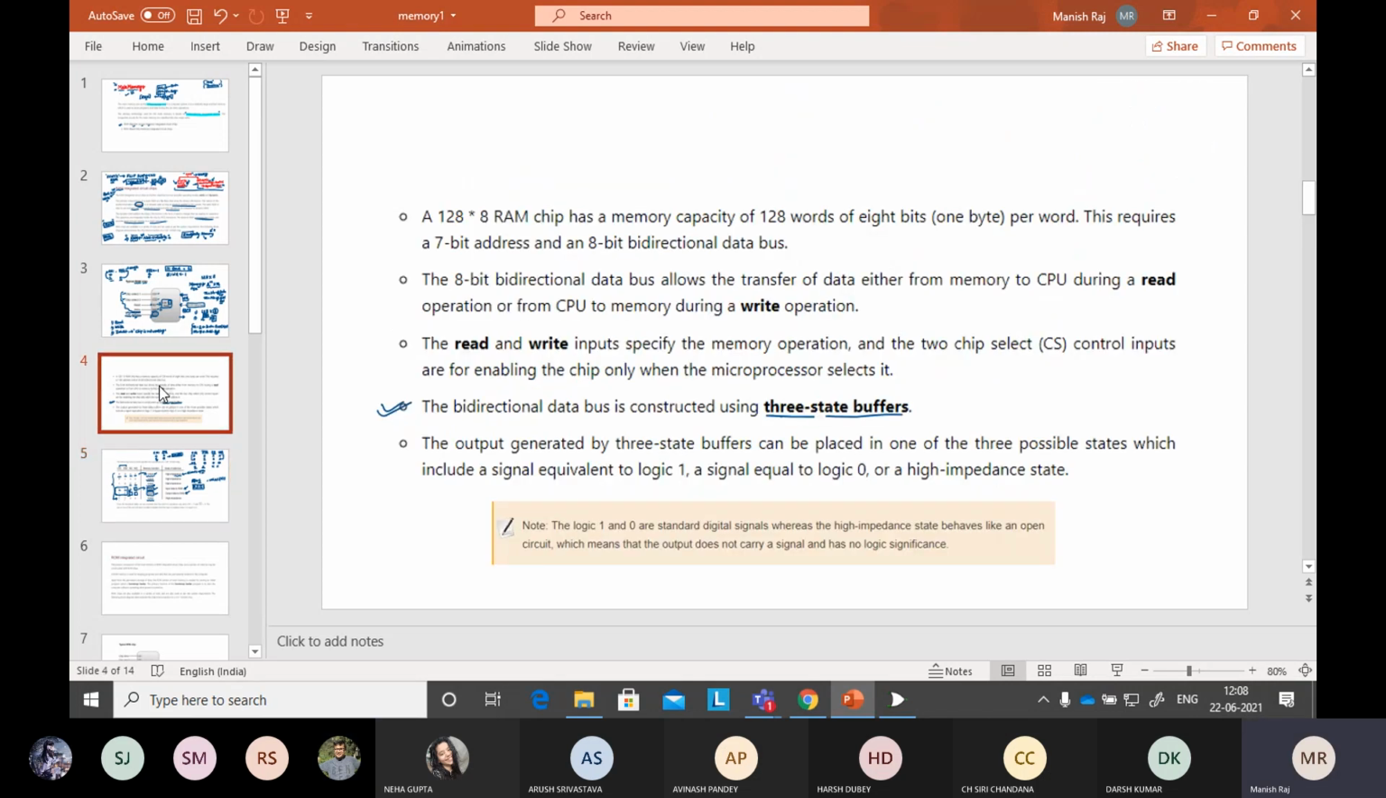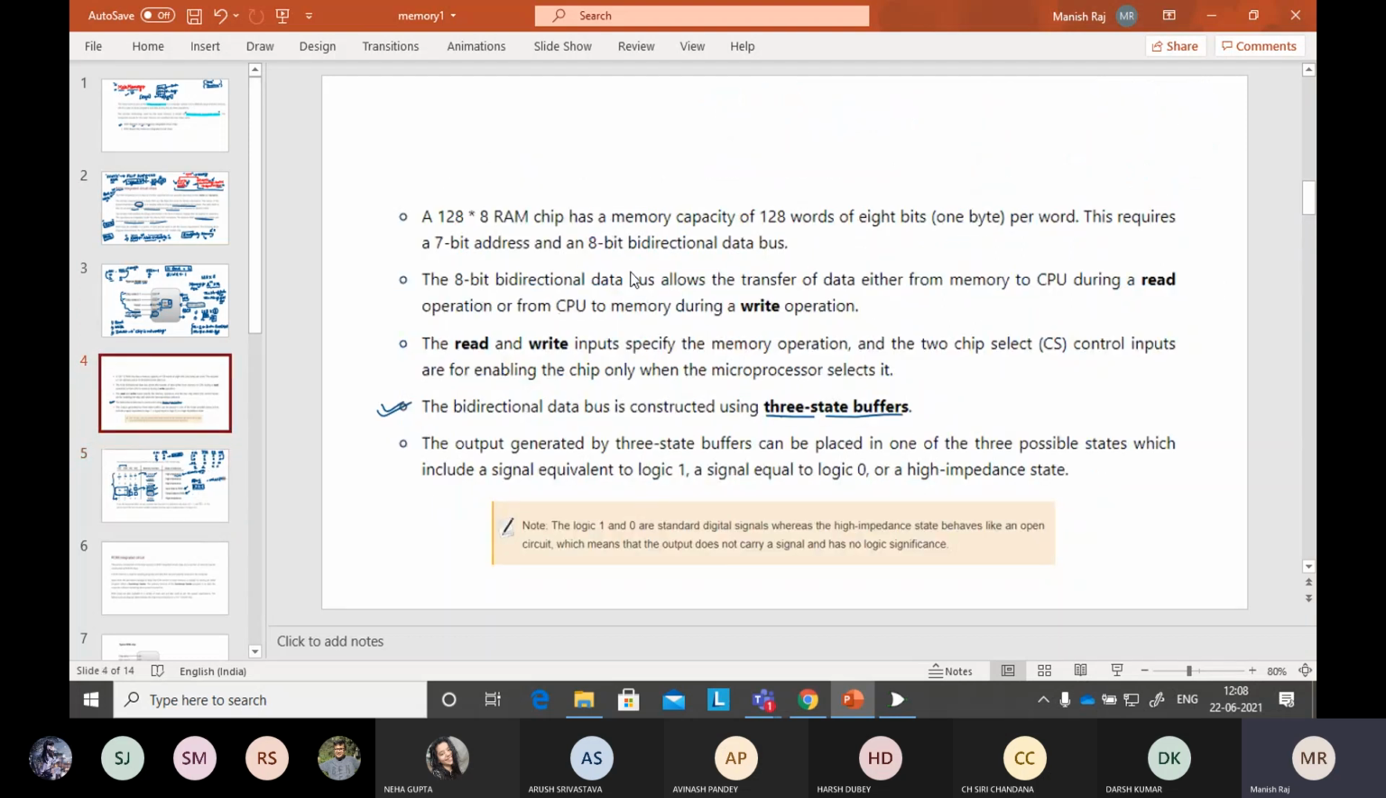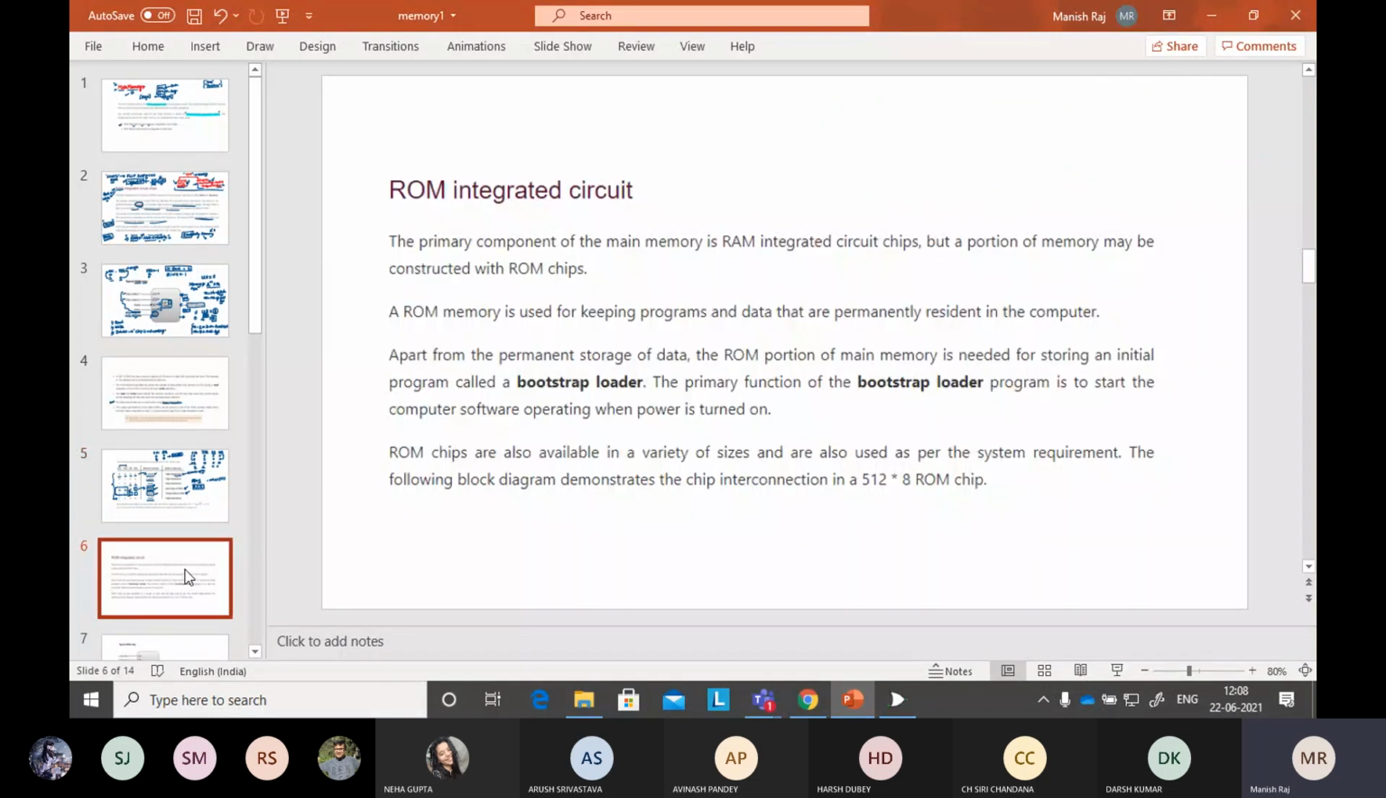This is the easier part because you have already studied these things. Whatever I am telling you in this part is written here, so you can understand by reading this part also. So I am not repeating the thing. This is what I have already told you. Okay, so I am going to the ROM part.